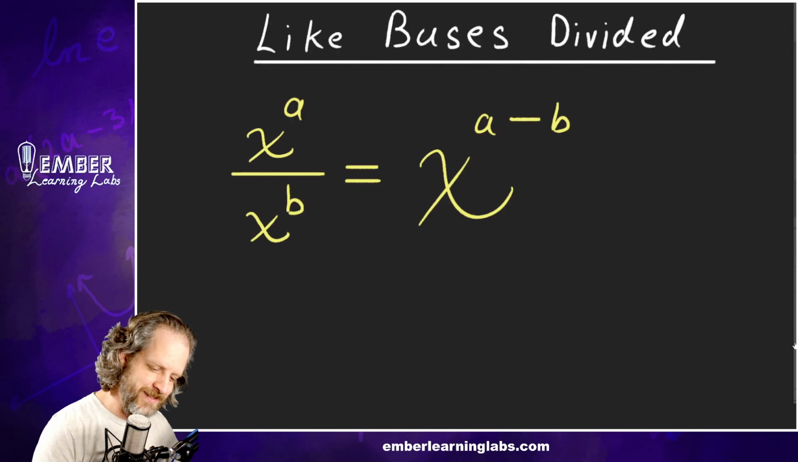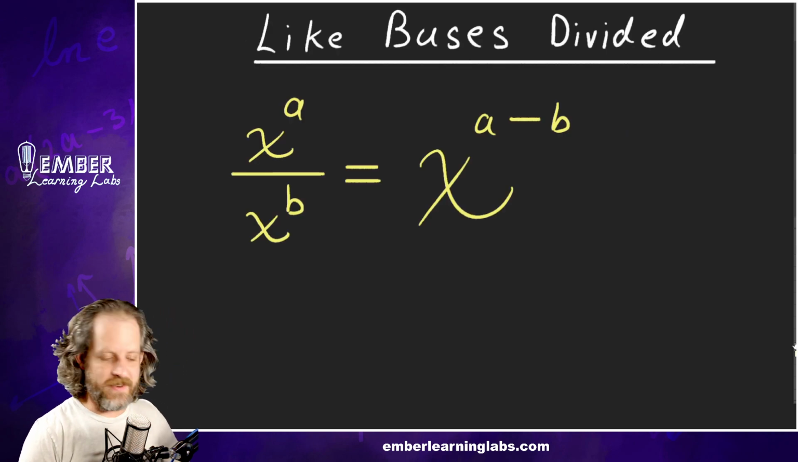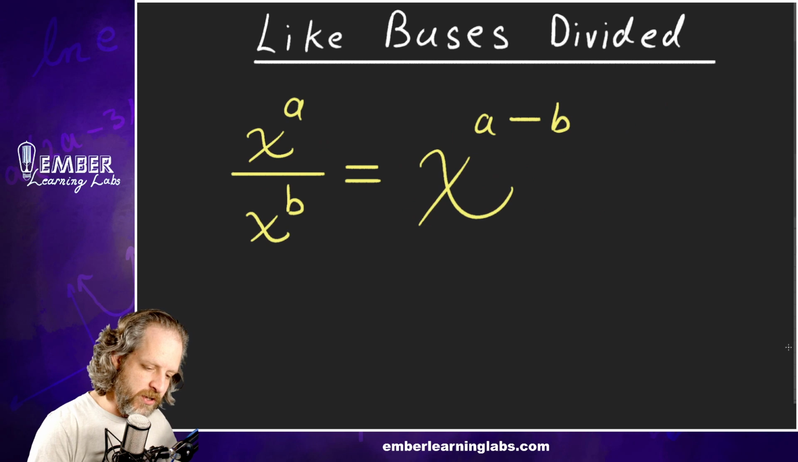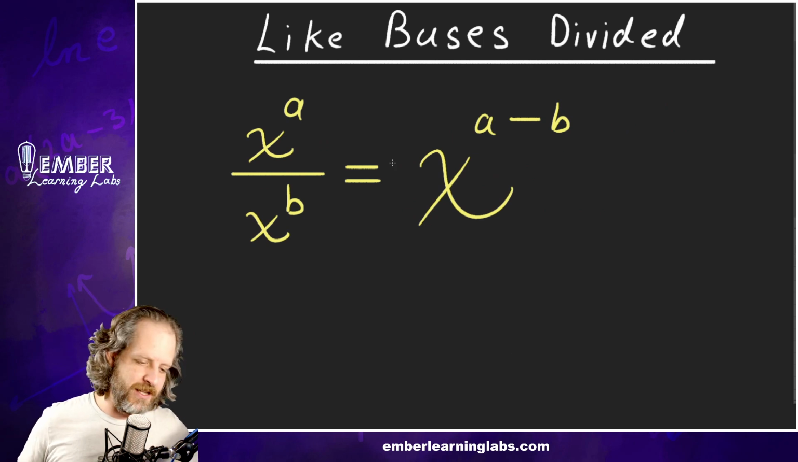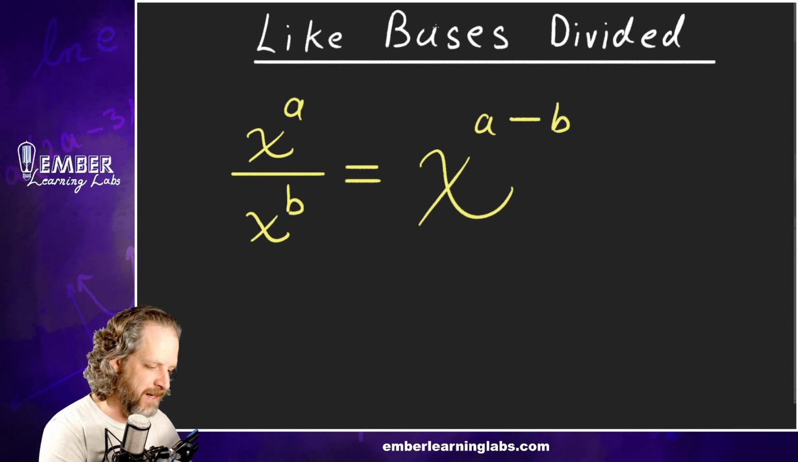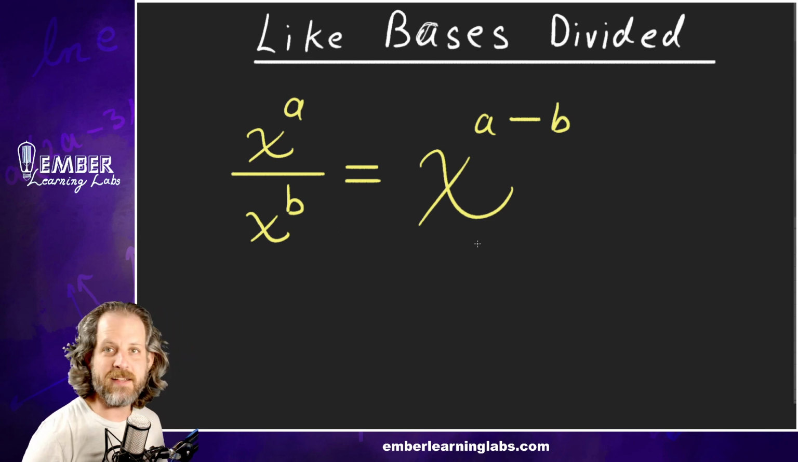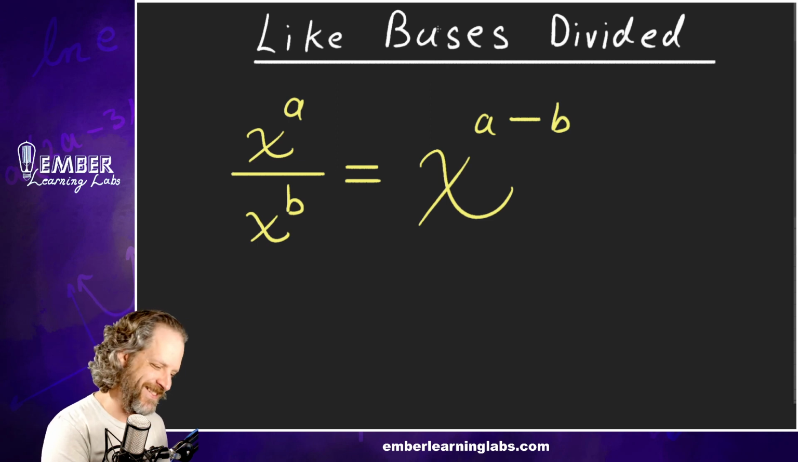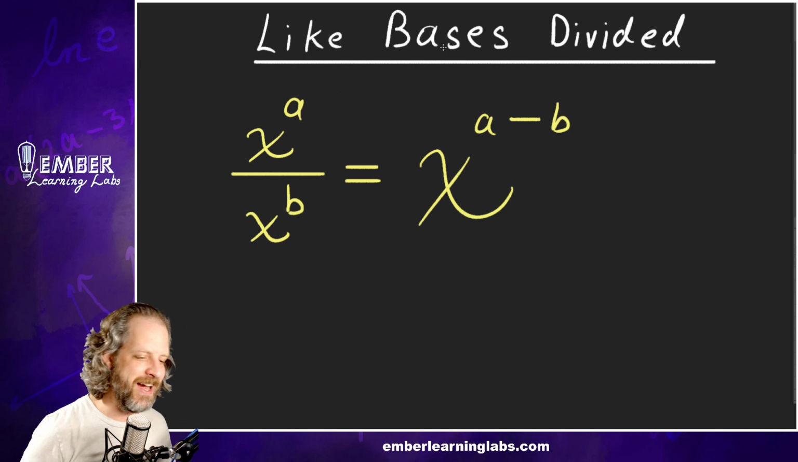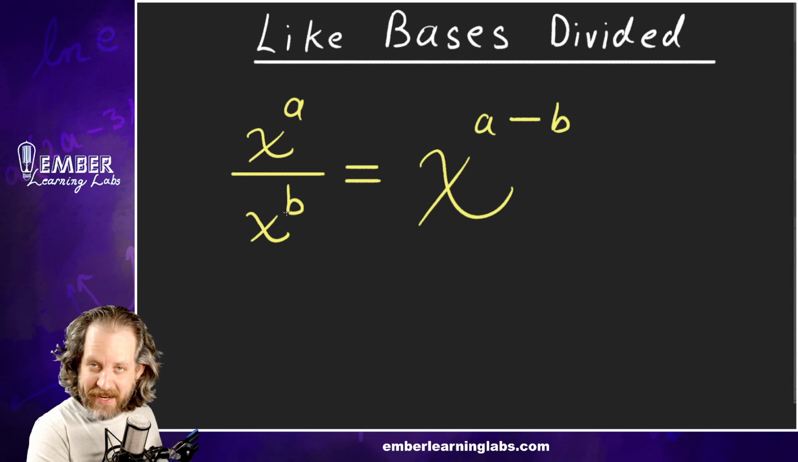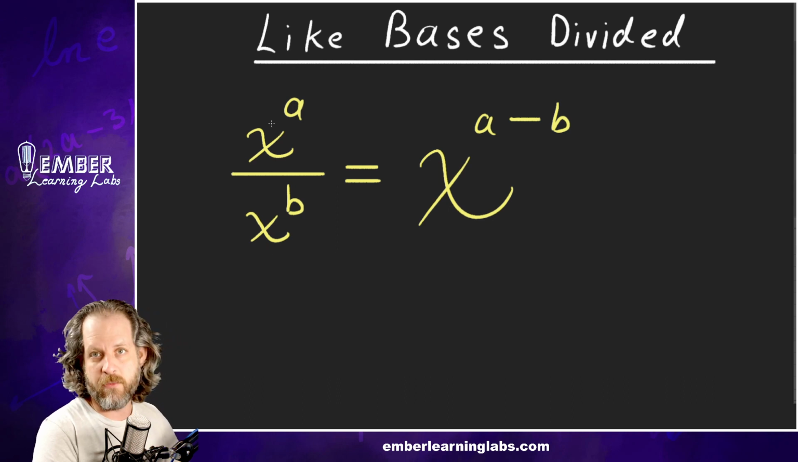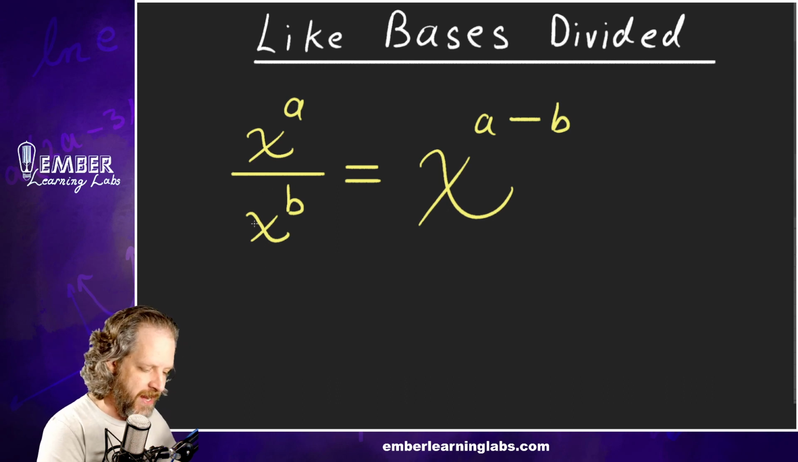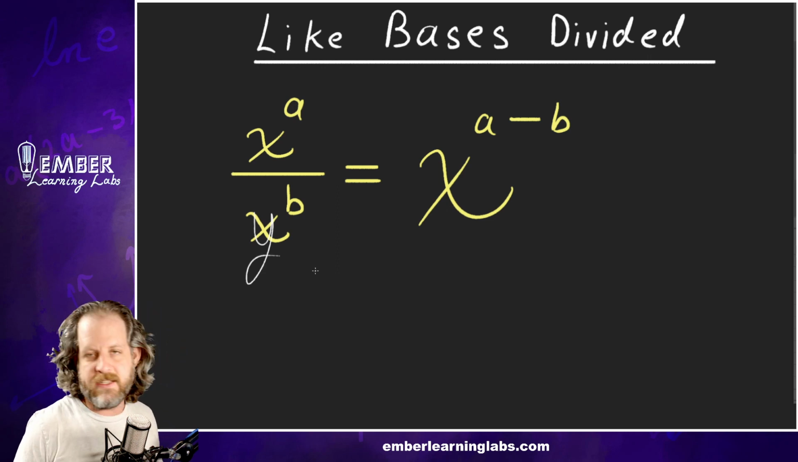Next one. If you have like bases divided, so like bases. This would not work. That's what we mean by like bases. Oh, buses, I forgot. I embedded a silly joke because I accidentally had a thing in there. Bases, like buses. What we mean by like bases, excuse me, is that this number or variable has to be the same. If this was x and then y, we couldn't do anything. They just got to sit there.